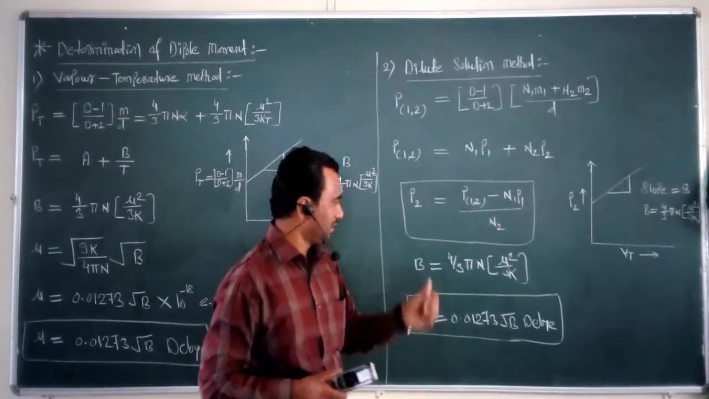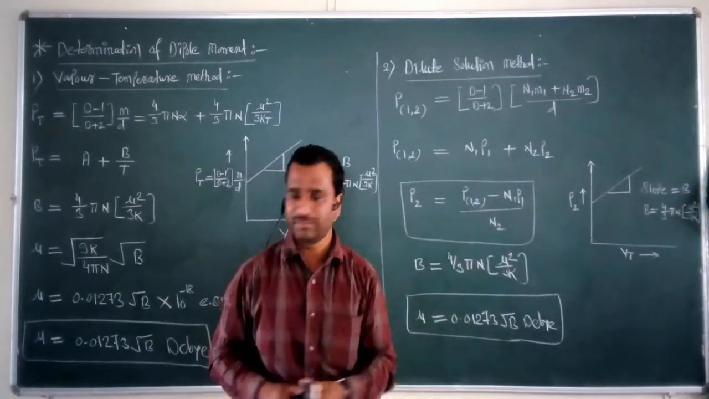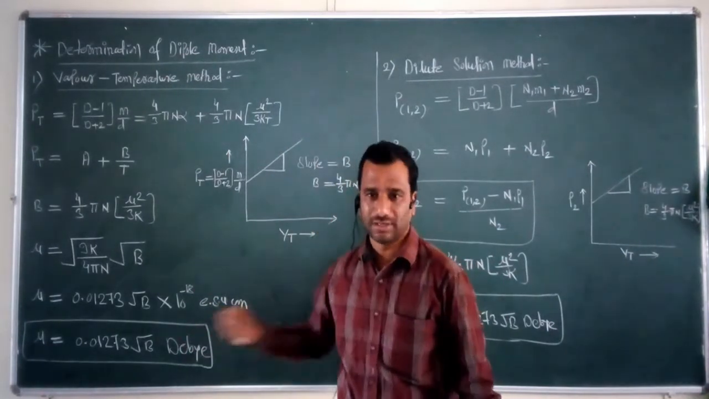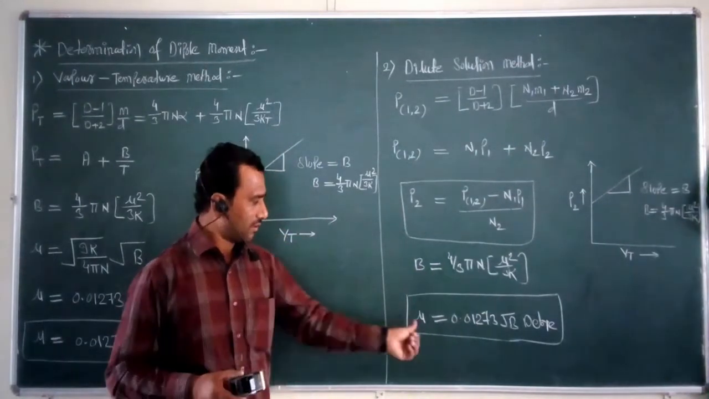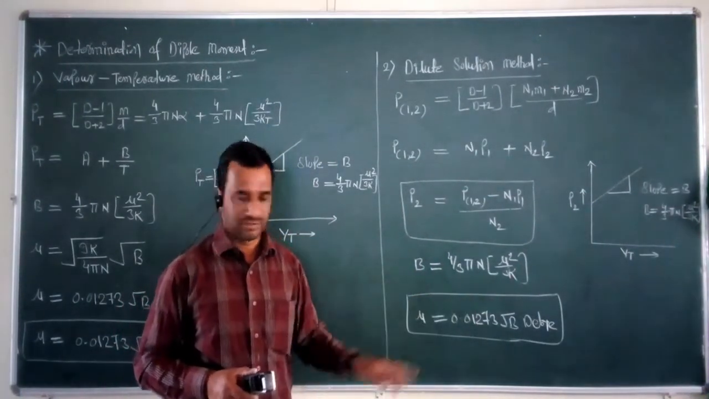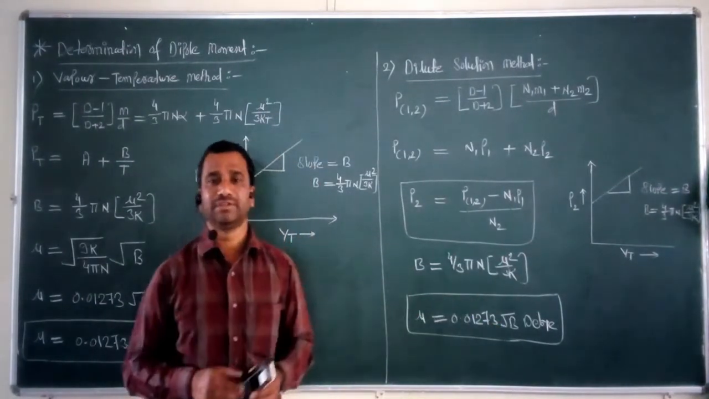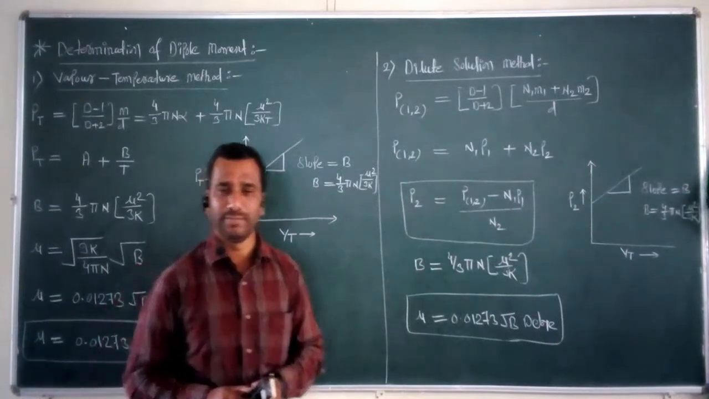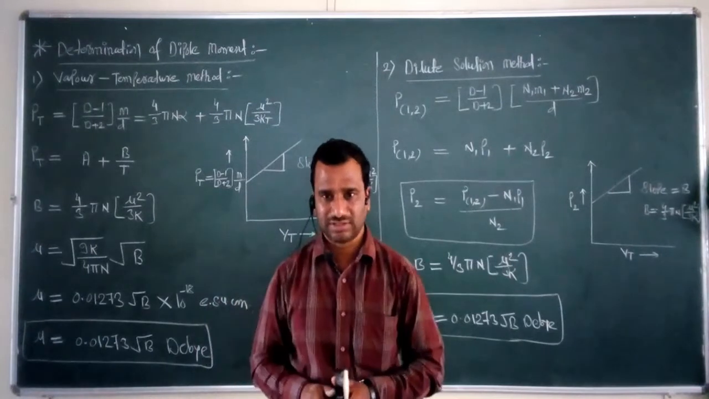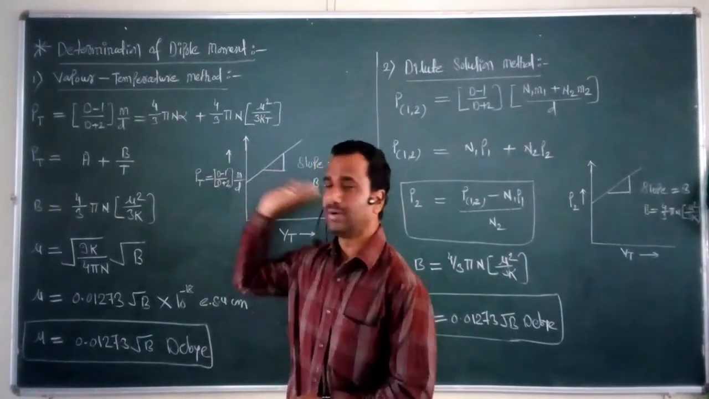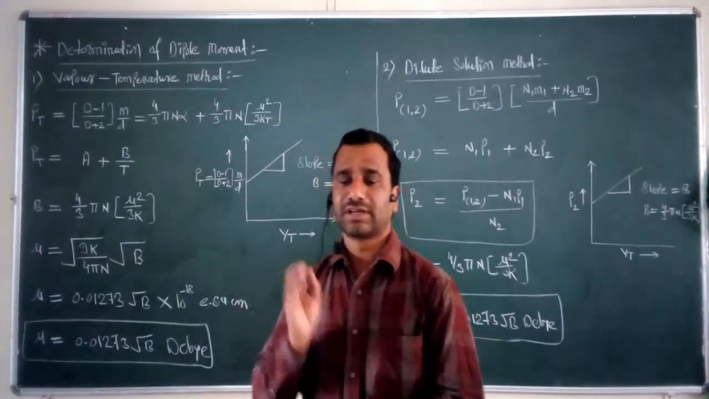We know the value for this B is equal to 4 by 3 pi n mu square upon 3k. Again we have to perform the same operation which we performed in method number first, and finally we get a relationship between the dipole moment and the slope. So mu is equal to 0.01273 under root B, and with the help of this similar relationship we may calculate the dipole moment of a particular solute in a solution state. So these are the two simple and important methods for determining the dipole moment of a particular compound.